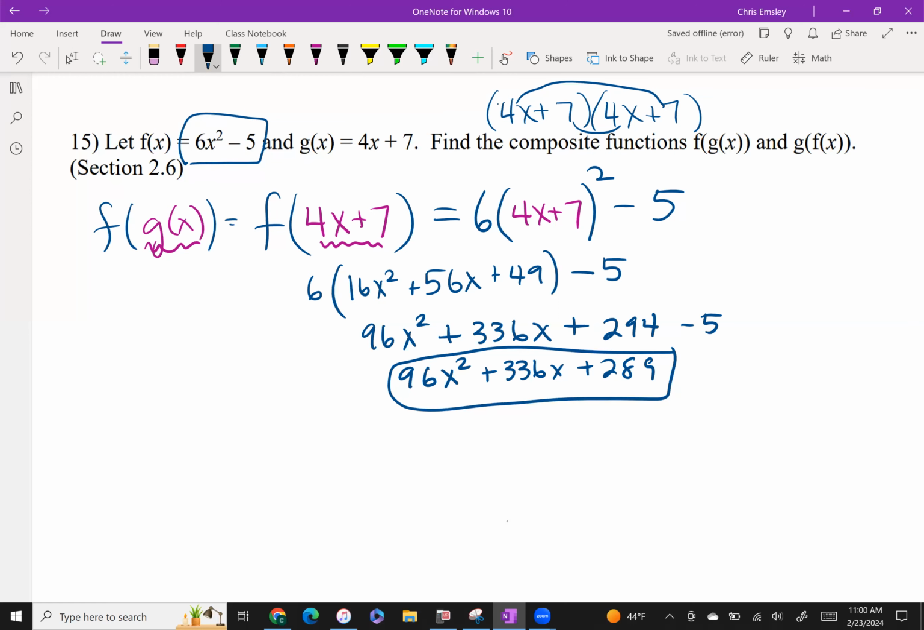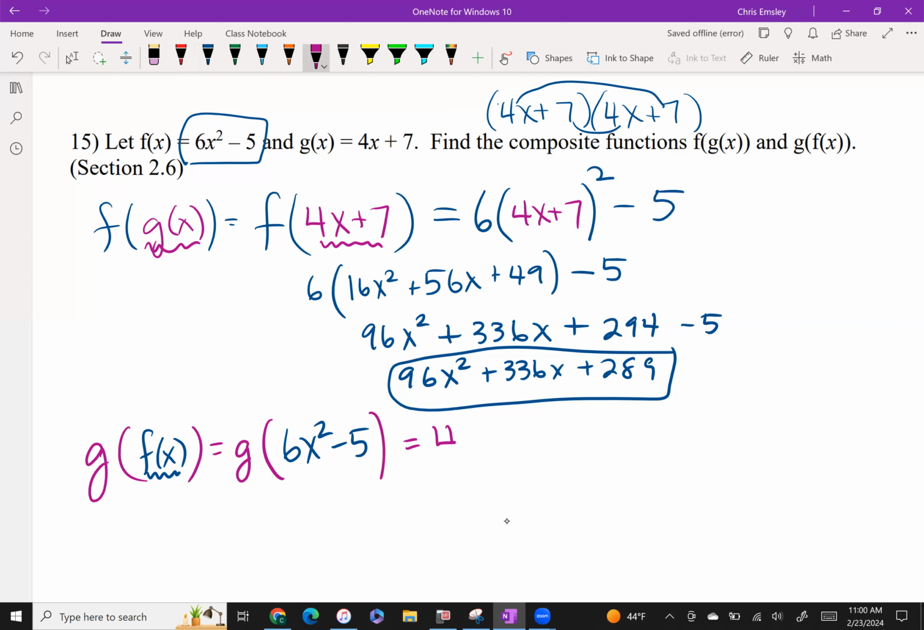Then again, we'll flip it around and we'll do g of f of x. Replace f of x with its function definition for this one. That is 6x squared minus 5. Then we look to the function g, which is 4 times something plus 7. I'm looking at this, 4x. That's where the input goes, where the x is. And our input this time is 6x squared minus 5.